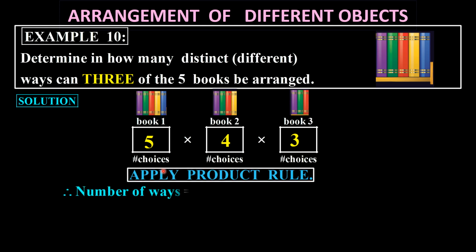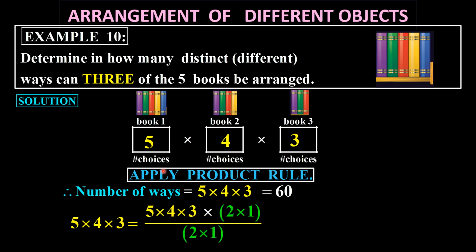So we can apply the product rule. So the number of arrangements there would be 5 times 4 times 3, very easy, that is equal to 60. Now let's look at that 5 times 4 times 3.